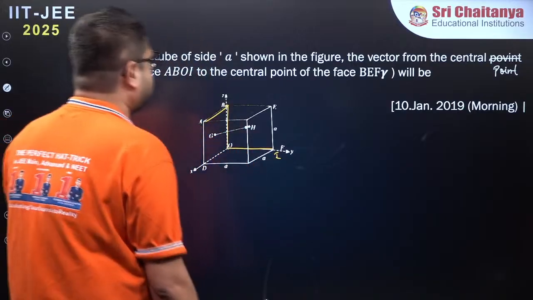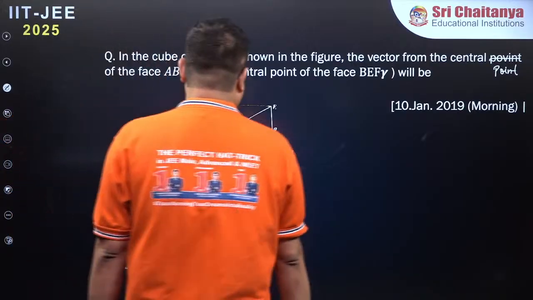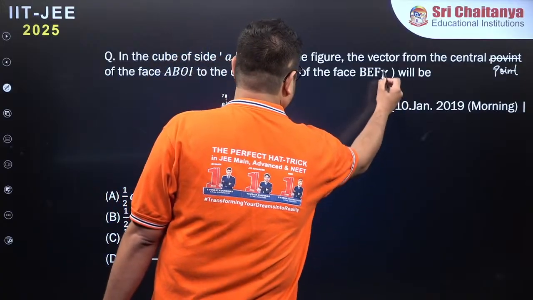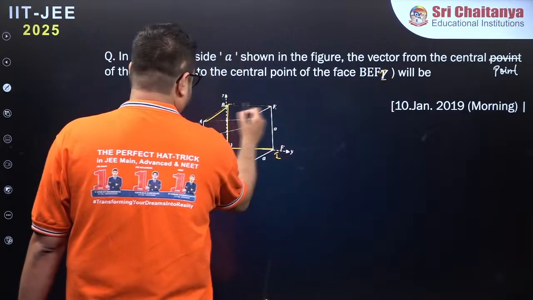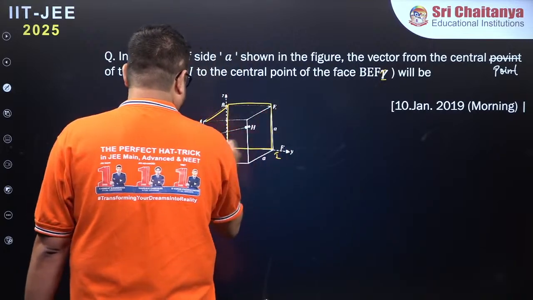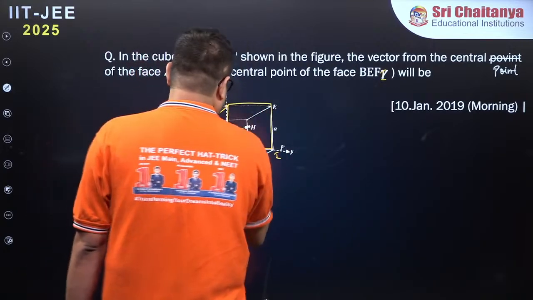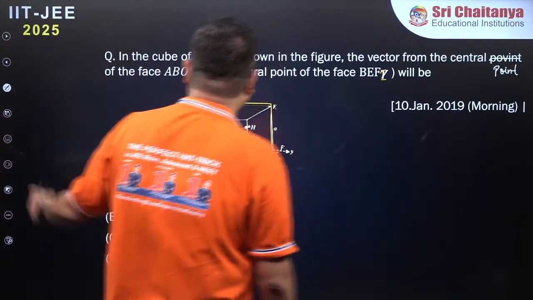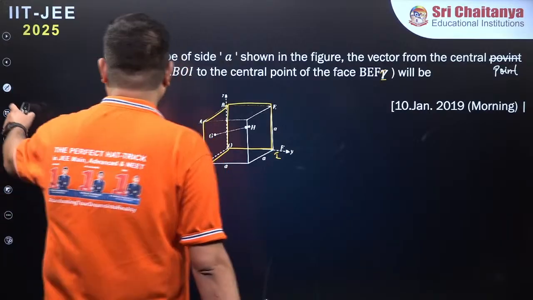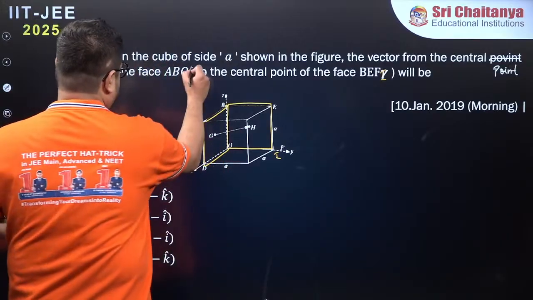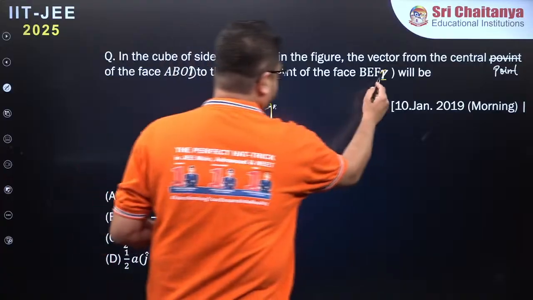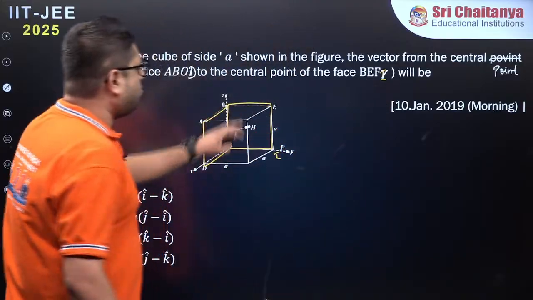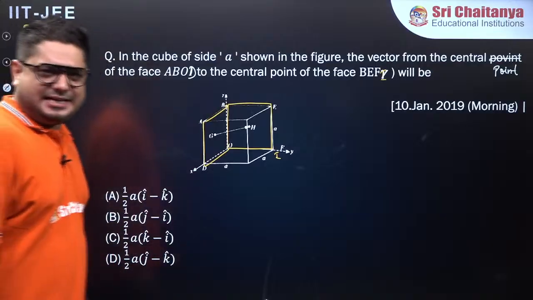Or the face to the central point of the face BEFI, isn't it? So BEFI, this is I, everyone. This face and this face they are trying to say, these two faces which I have drawn. What do you think it is going to be? They are just trying to say that this is going to be ABOD. Okay, this question, this is ABOD and this is BEFI. You need to find out the vector representation of it.